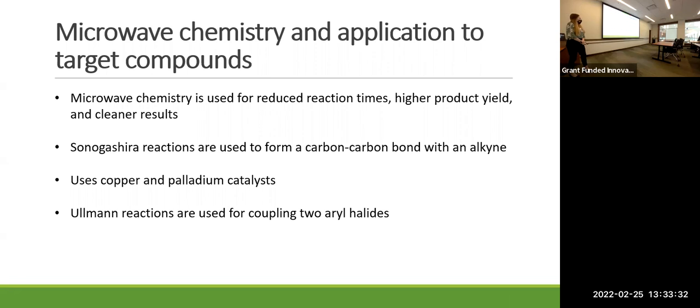Microwave chemistry is used for reduced reaction times, higher product yield, and cleaner results. The 2 types of microwave chemistry I've worked with are Sonogashira reactions and Ullmann reactions. Sonogashira reactions are used to form a carbon-carbon bond with an alkyne, and it uses copper and palladium catalysts for the reaction. And Ullmann reactions are used for coupling to aryl halides. I've used thiols for my reactions.